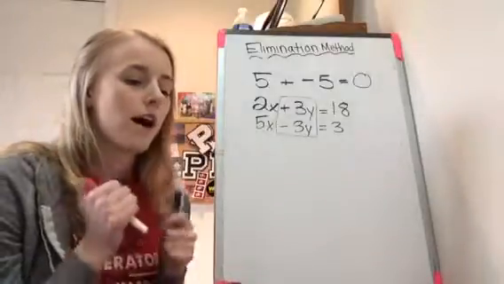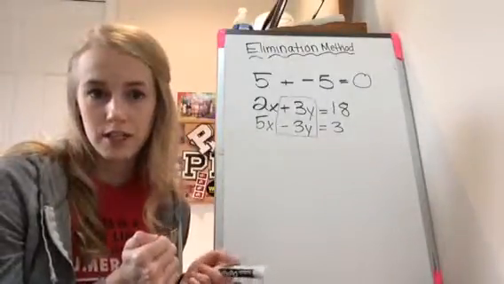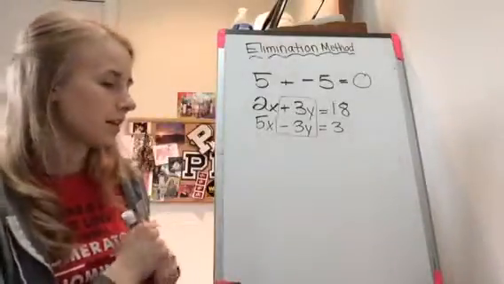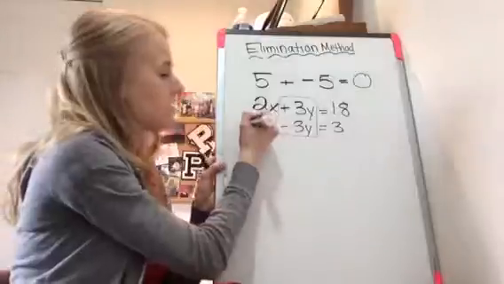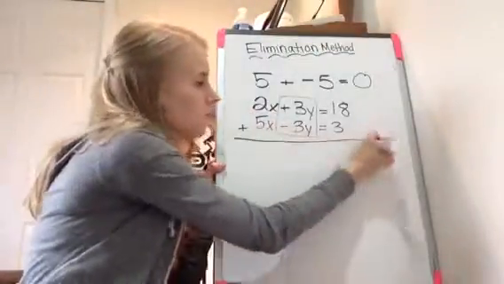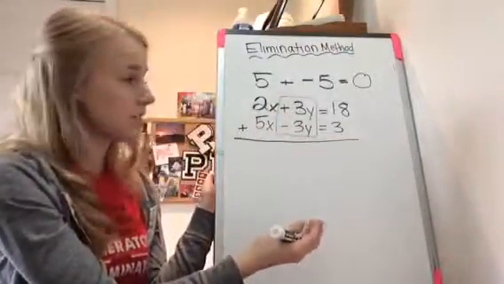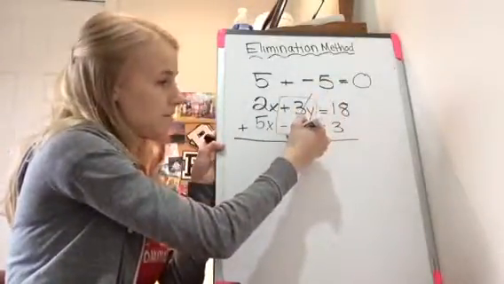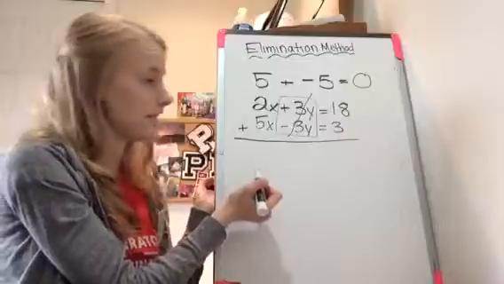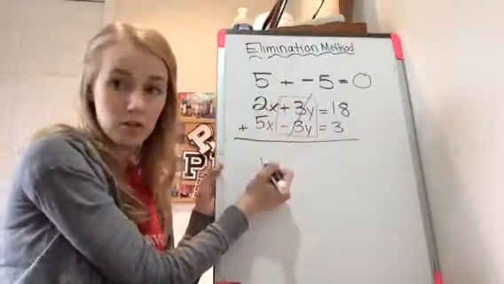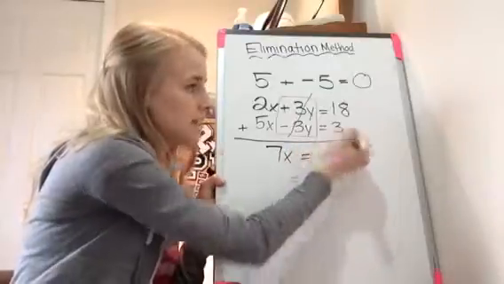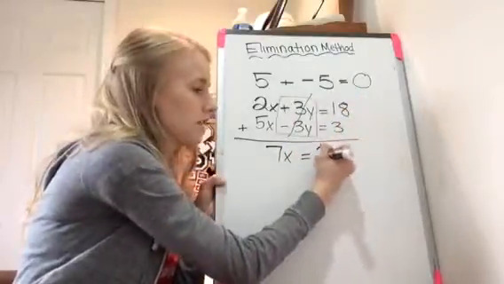So the equations, I want to eliminate y. So let's take a look at this first. I'm going to add the two together. When I add these equations together, I already know that these are going to cancel out. But my x's don't cancel out. 2x plus an additional 5x is 7x, and 18 plus 3 is 21.